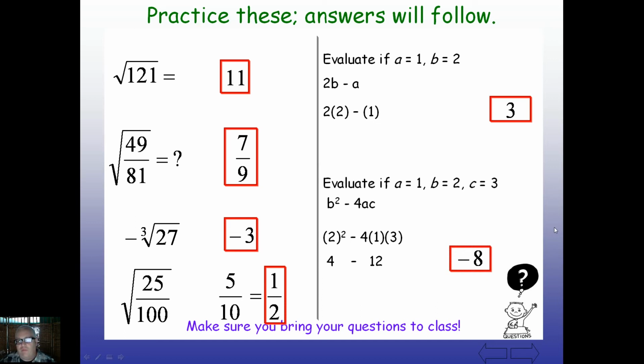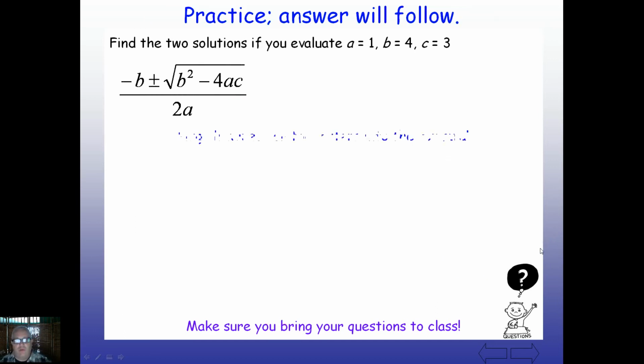All right, I think I have 2 more here, and these are going to really stretch us out and put us into this really complicated evaluating thing. It says find the 2 solutions if you evaluate A equals 1, B equals 4, and C equals 3.